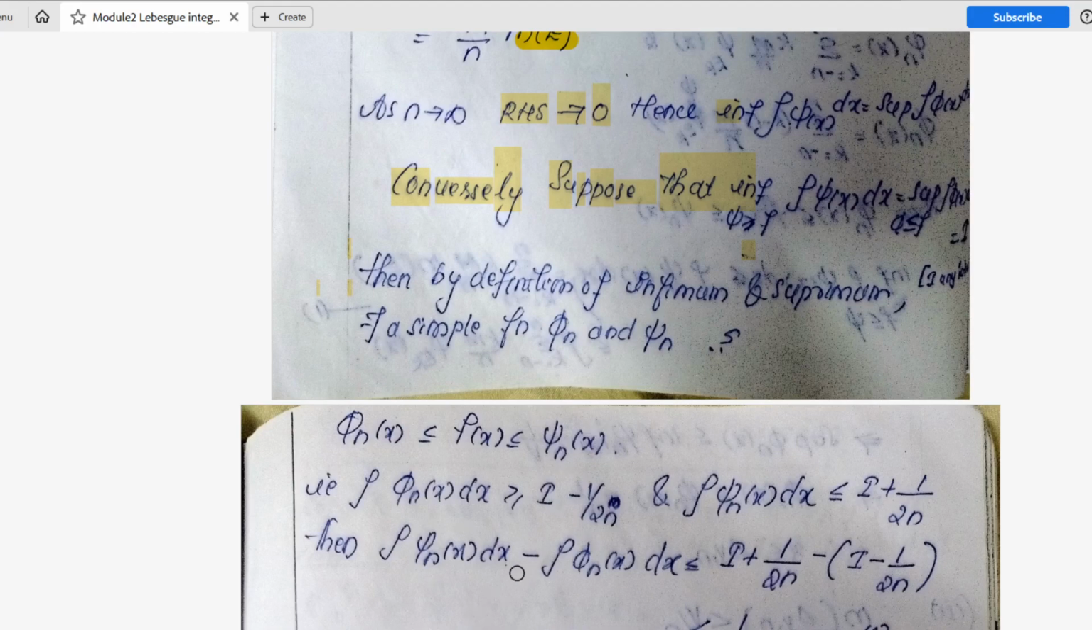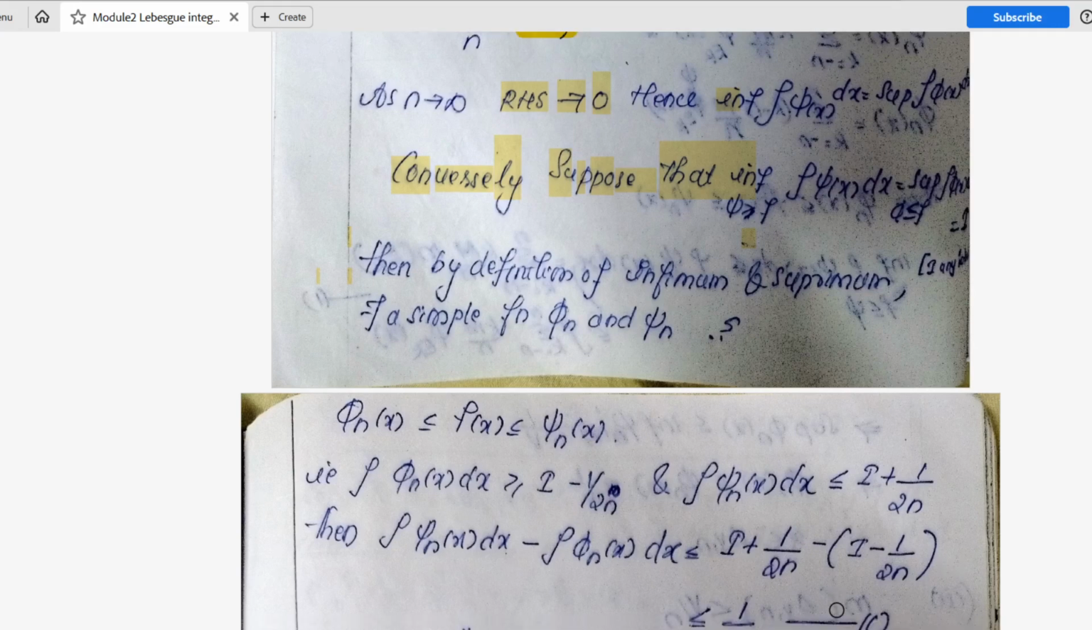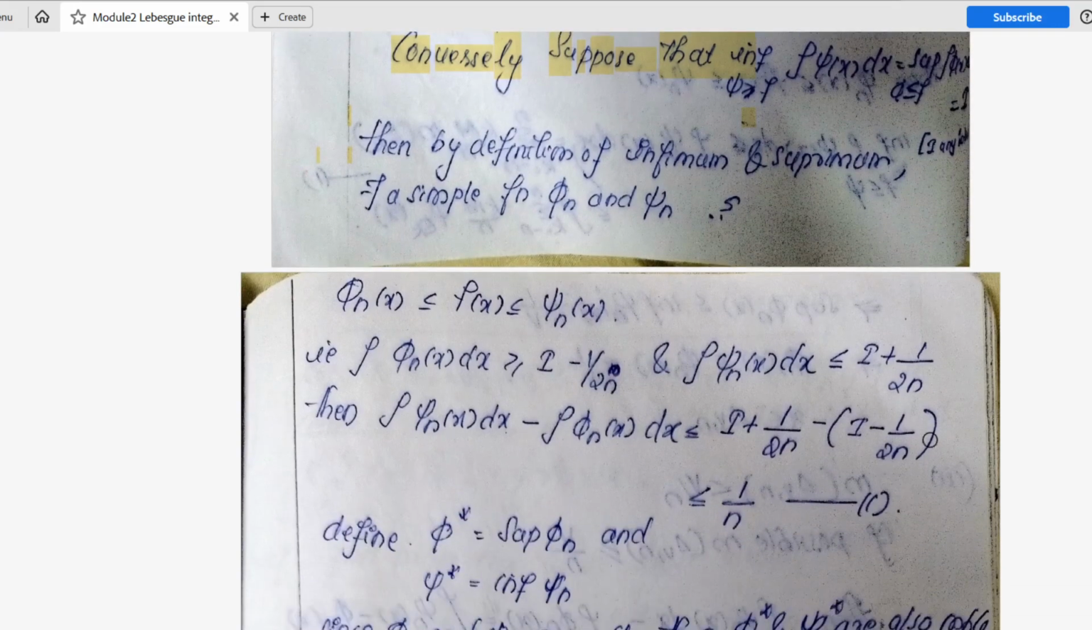Therefore, when this number is subtracted, we get (i+1)/2^n minus (i−1)/2^n, which is less than or equal to 1/n. That is equation number 1.